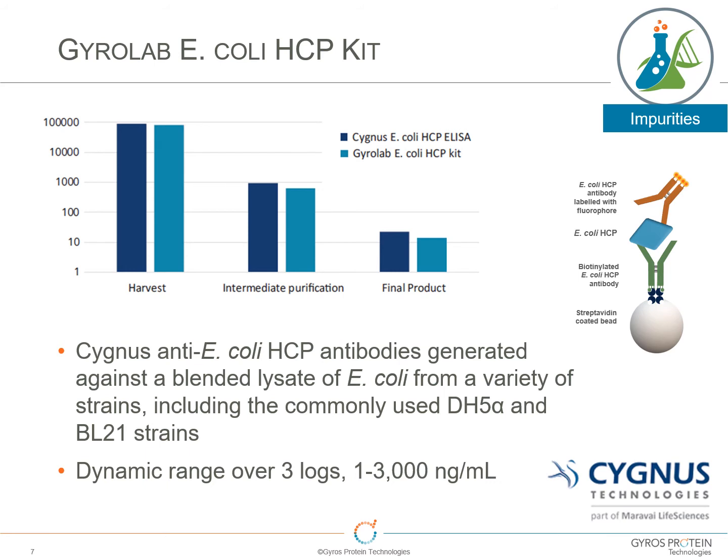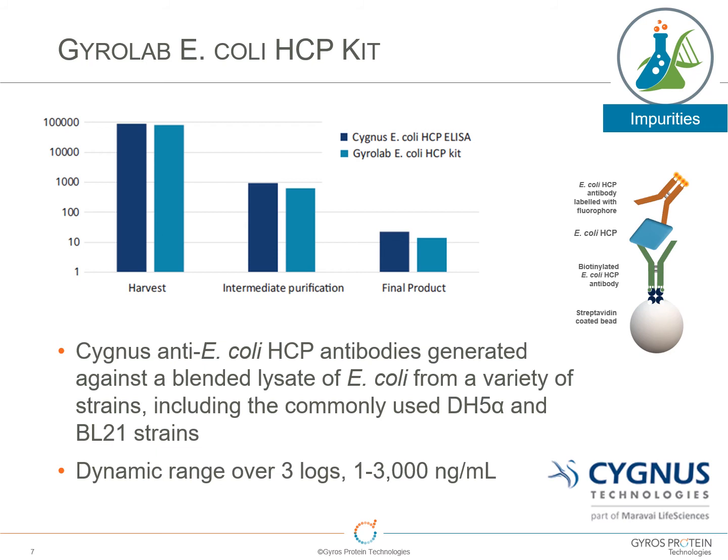For biotherapeutics produced in E. coli bacterial cultures, the Gyrolab E. coli HCP kit has been developed to determine levels of these host cell proteins in bioprocess workflows. This Gyrolab kit is based on reagents from Cygnus Technologies and has a dynamic range of over 3 logs, from 1 to 3,000 nanograms per mil.